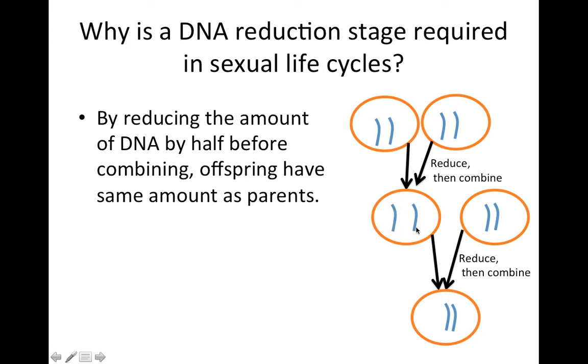This way the parents each have 1 pair of chromosomes and the offspring also has 1 pair of chromosomes. Then if this offspring reproduces with another individual that also has 1 pair of chromosomes, again we have reduction and then the fertilization event, then their offspring still has 1 set. And you can see that no matter how many generations occur, there is no increase or decrease in the amount of chromosomes per cell.